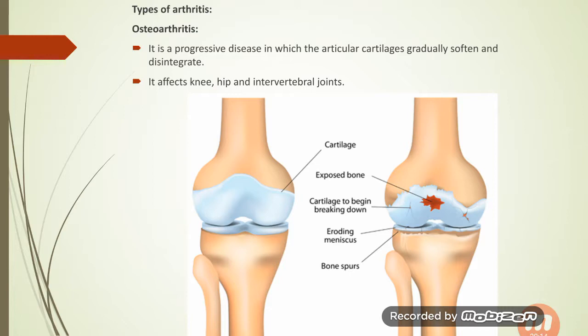Osteoarthritis is the progressive disease in which the articular cartilage is gradually softened and disintegrates. This type of arthritis can affect the knees, hip and the intervertebral joints. Now in the diagram you can see the cartilage starts degenerating and it has been shown in red color, and it has started eroding.